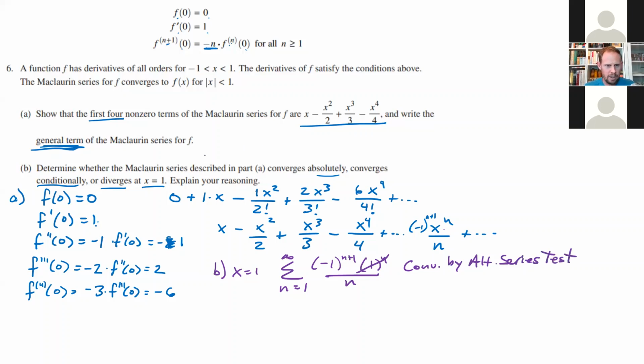All right, now we wanted, though, not if it just converges. We want, does it converge absolutely? Does it converge conditionally? Or does it diverge? Well, it doesn't diverge, right? Because the -1 gives us an alternating series. But if we take the absolute value of this, we look at the sum from 1 to infinity of just 1 over n, that diverges. All right, so since the absolute value diverges and the regular one converges, that means that this converges conditionally.